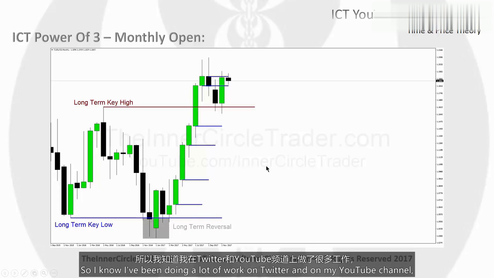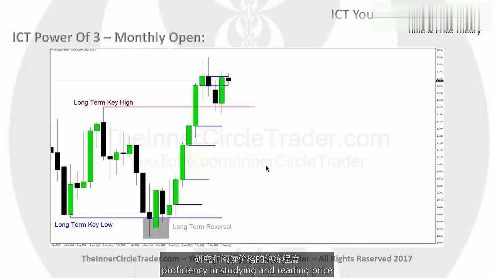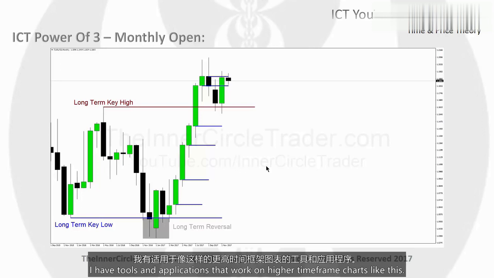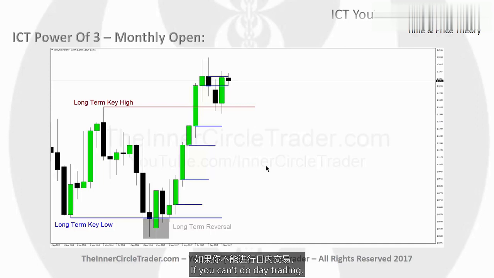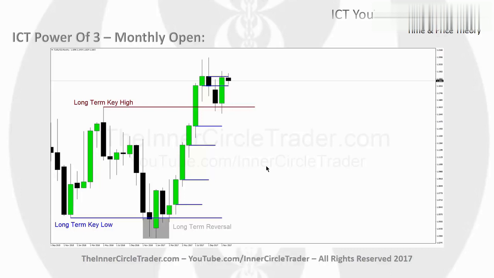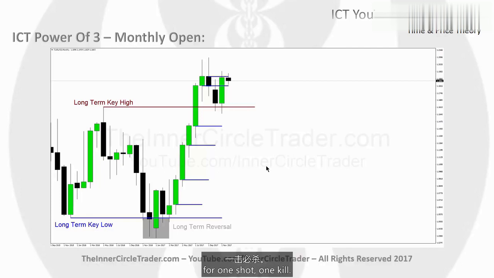So I know I've been doing a lot of work on Twitter and on my YouTube channel to be active with day trading and scalping, just to show my proficiency in studying and reading price action and executing on those lower time frames. I have tools and applications that work on higher time frame charts like this. If you can't do day trading, I have methods that help you do these types of things. I personally do not like this style of trading. It's too slow. It doesn't give me enough action. And I just excel as a short-term intraday trader and day trader, for one shot, one kill.